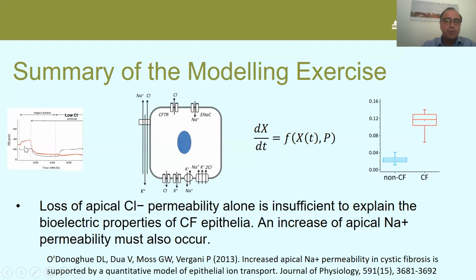So this shows basically how the experimental data behaves. This is the hypothesis that we developed, that we have chloride and sodium channels, the mathematical model. And this graph on the right-hand side shows that the permeability of the sodium channel for CF patients is higher than that for non-CF patients.